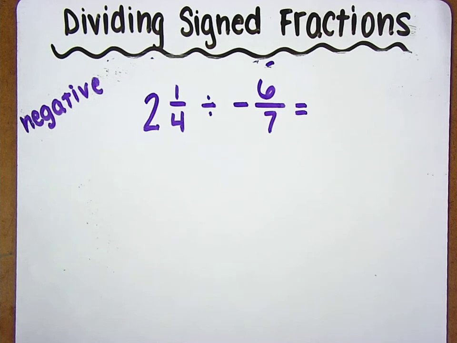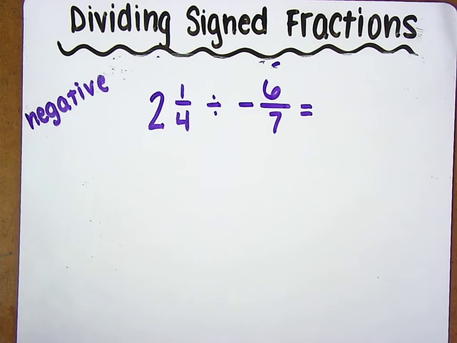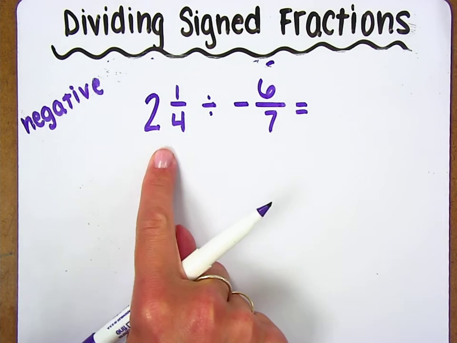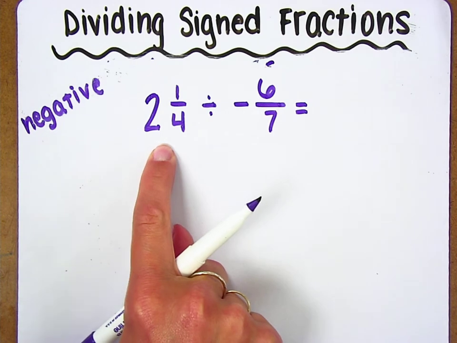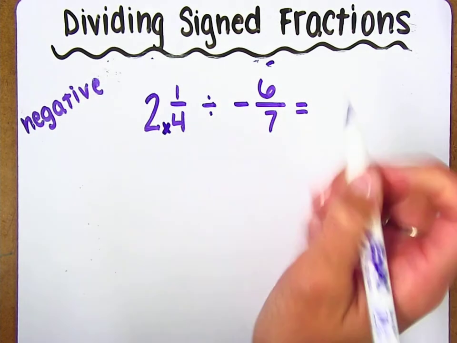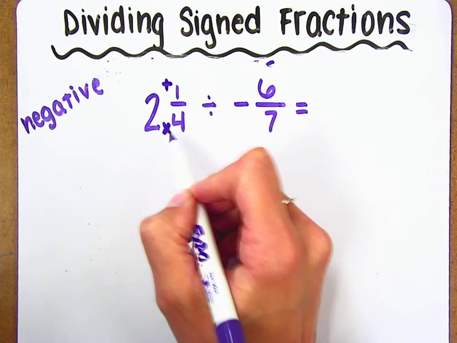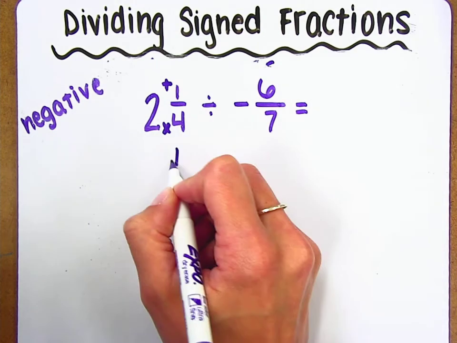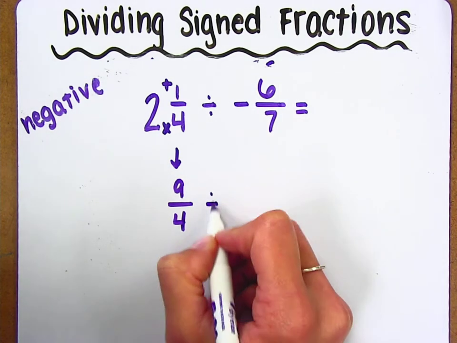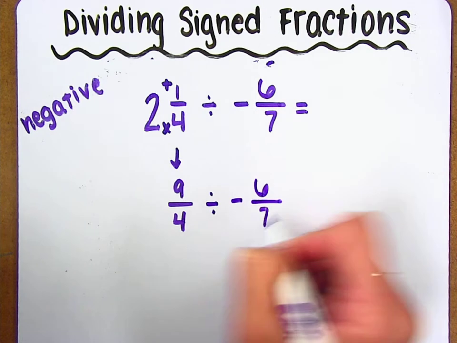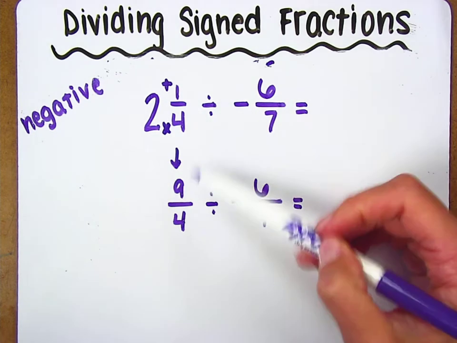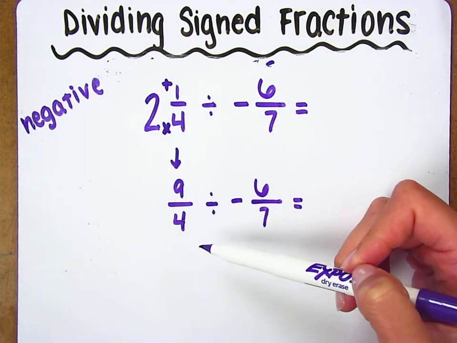Before we can follow our KFC steps, we do need to make sure that we change any mixed numbers into improper fractions. Since I have a mixed number here, I'm going to change that first. So we know 2 1/4 is going to be changed to an improper fraction by multiplying the whole number by the denominator and adding the numerator. So 2 times 4 is 8, plus 1 is 9, and that denominator stays the same. I'm going to continue rewriting the rest of the problem here. So now all that I've done is I've rewritten the problem exactly how I see it, because 2 1/4 and 9/4 are the exact same number.